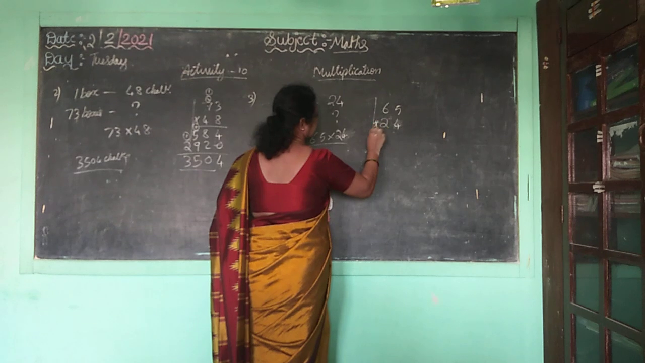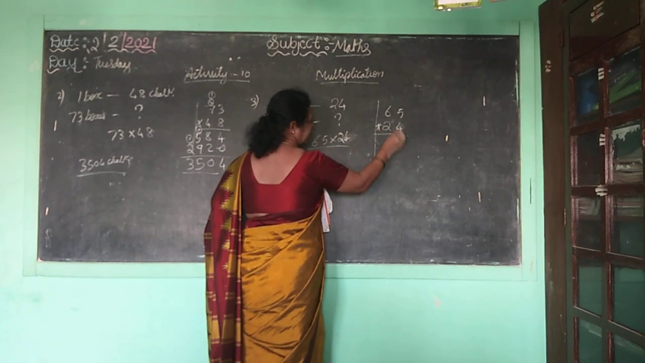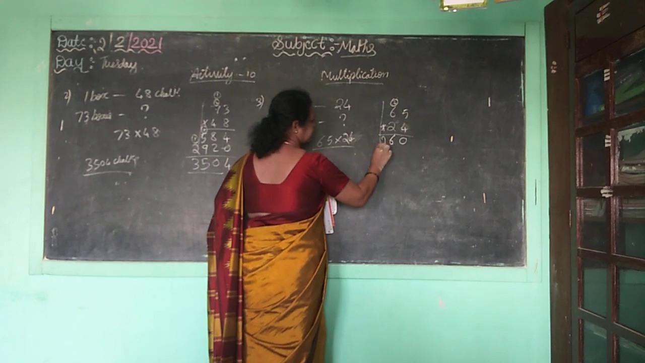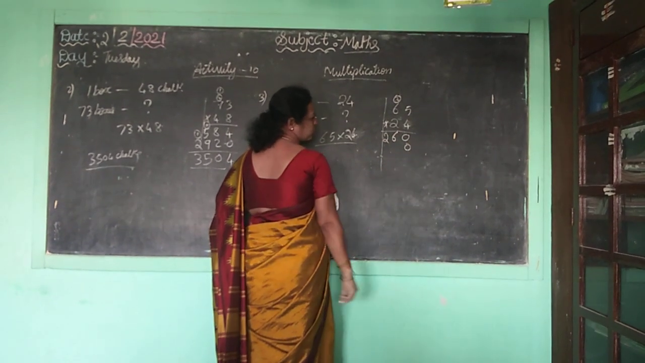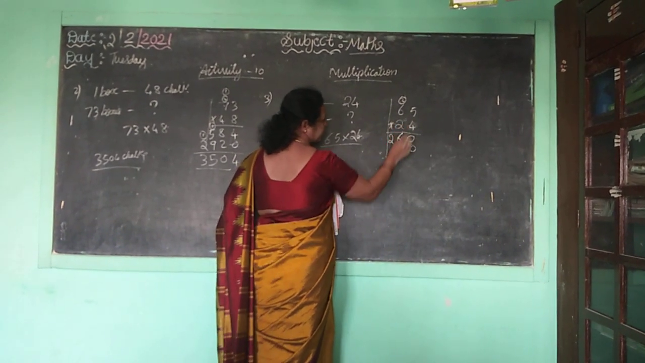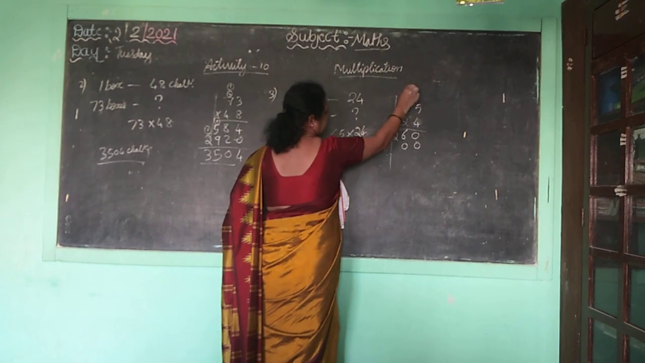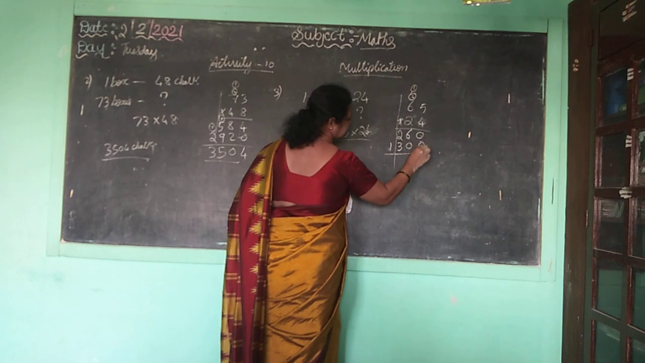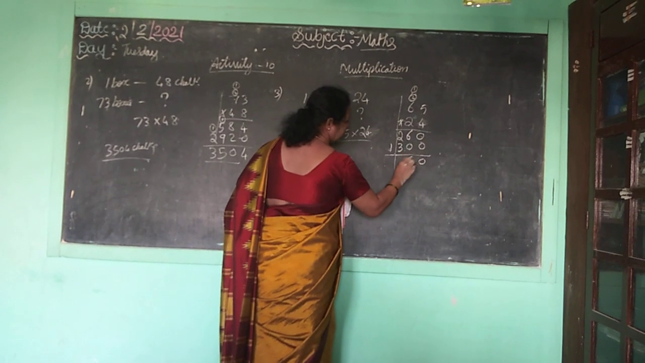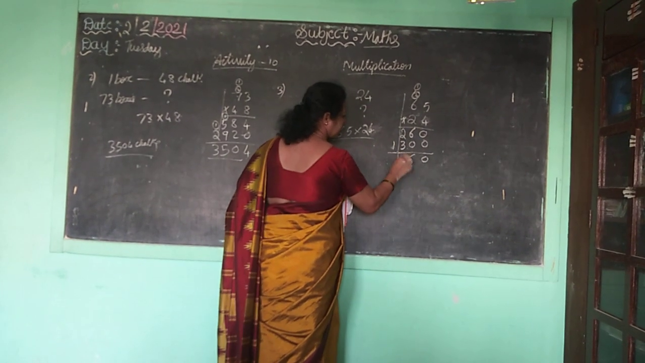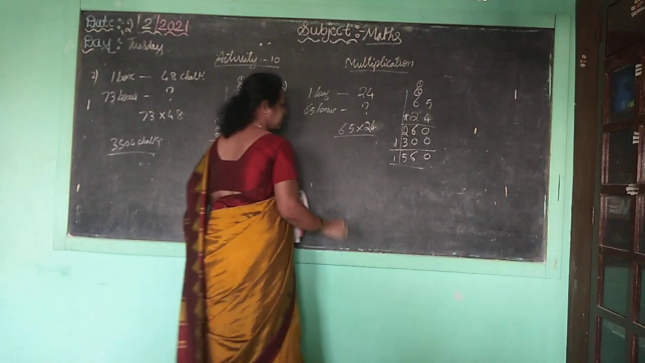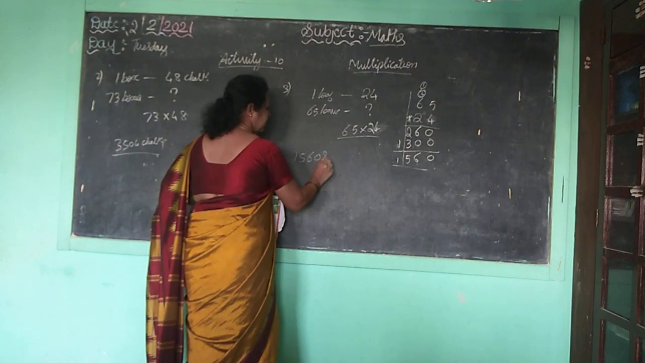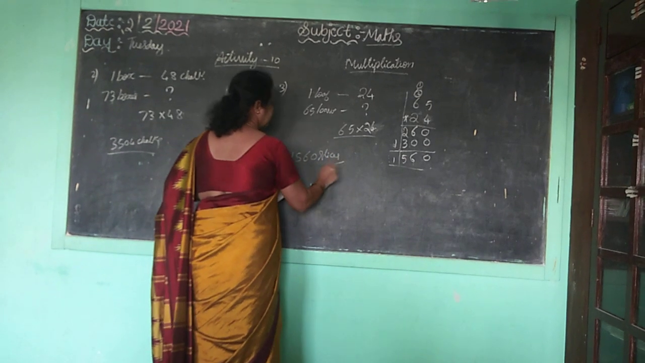Okay. 4 5s are 20. 2 carry. 4 6s are 24 plus 2, 26. One's place is over, you can put 0 here. Now 10's place, 2 5s are 10. Write 0, 1 carry. 2 6s are 12 plus 1, 13. Now add this 0 plus 0. 6 plus 0 is 6. 2 plus 3 is 5. Then 1. How many slices are there? 1560 slices. Okay, children.